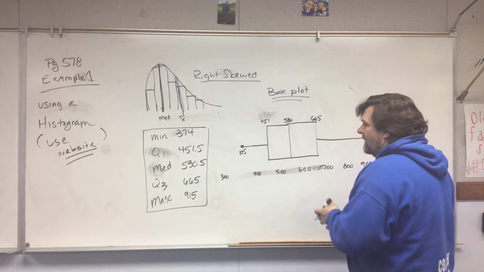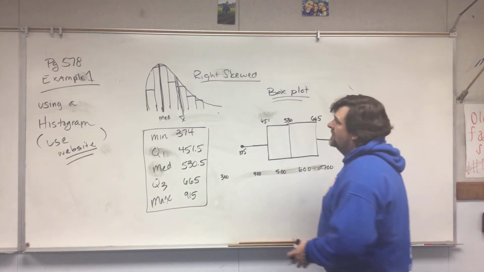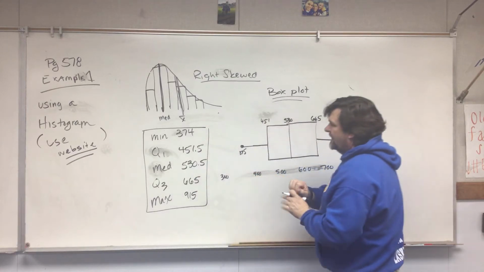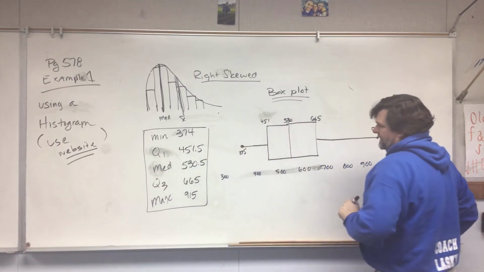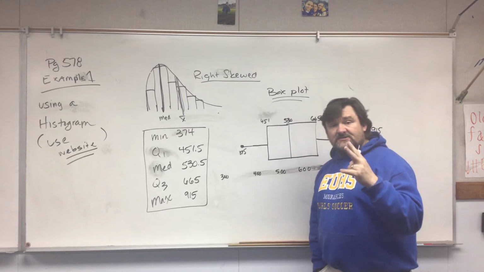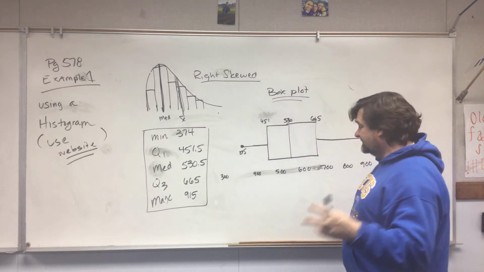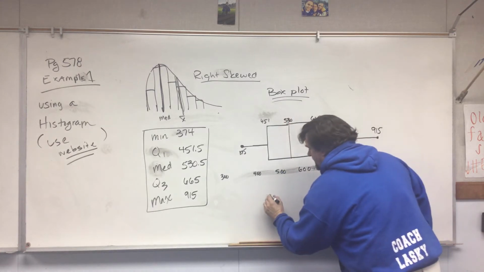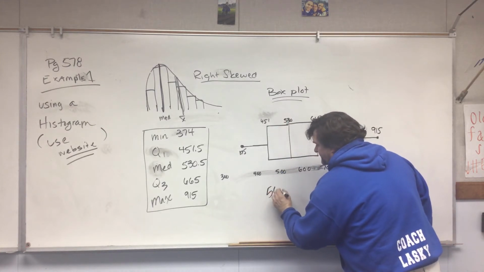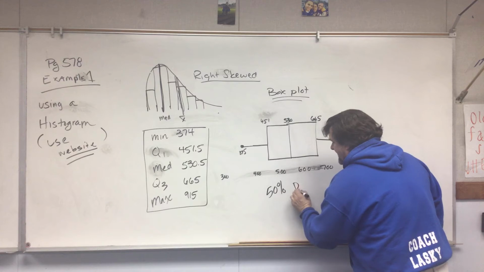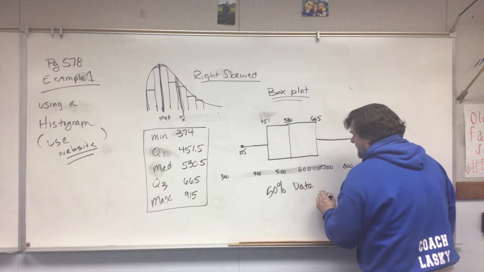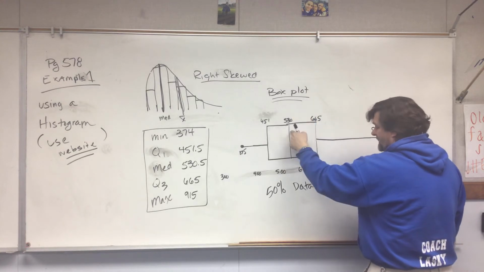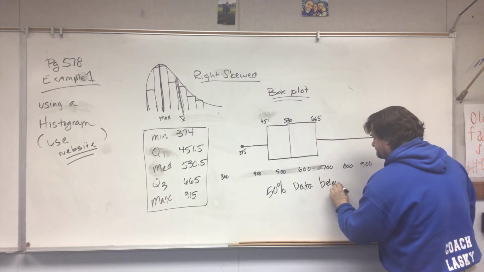Now what they want you to do is, now that you know it's right skewed, you know you have to use the 5-number summary. Now all you have to do is talk about it. Remember, there are two main things we talk about when it comes to 5-number summaries. We talk about the median. So 50% of the data is below 530.